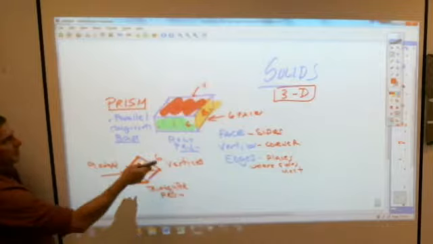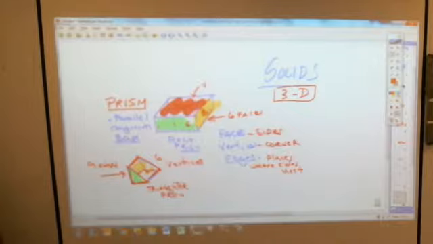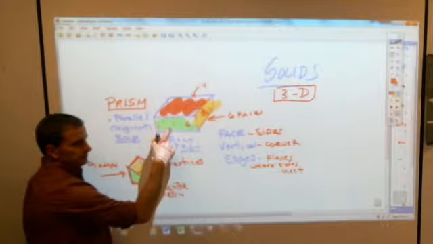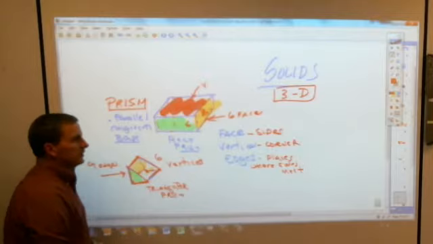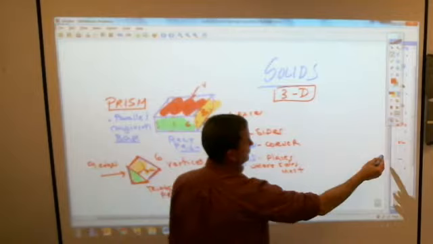How many edges on my rectangular prism there? How many edges, John Murray? How many edges on this bad boy right here? 12. One, two, three, four going parallel this way. Two, three, four parallel going that way. And four going vertical right there. 12 edges. And how about, ladies and gentlemen, if I asked you to draw an octagonal prism?